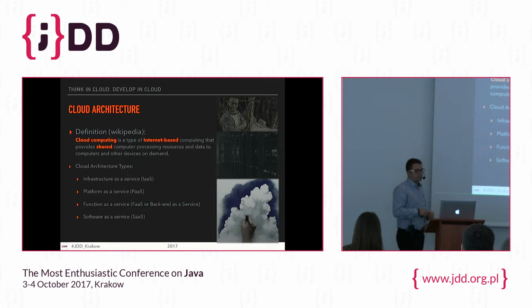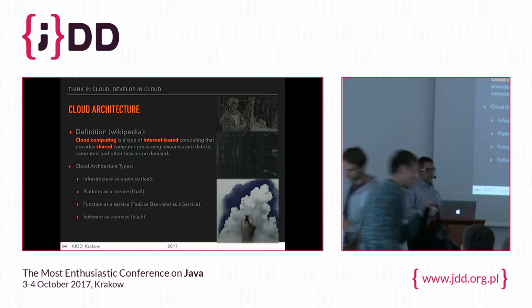And we have a couple of architecture types. If we look at the architecture of clouds, it's infrastructure as a service, IaaS, platform as a service, PaaS, function as a service, FaaS, or backend as a service, BaaS. Lots of A's in here. Software as a service. And if we think about the possibilities each of them gives us, we will find out that we are already sometimes using this stuff.